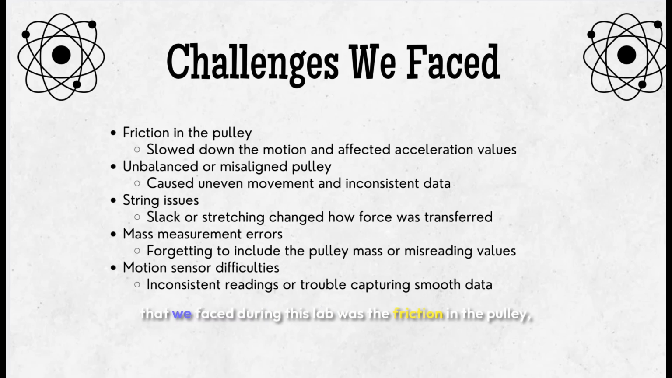Some of the challenges that we faced during this lab were the friction in the pulley, which caused a slowdown in the motion and affected the acceleration values. Then there was an imbalance or misalignment in the pulley, which causes uneven movement and inconsistent data. Then we have some string issues, such as stretching, which changed the forces that were transferred. Then we have some mass measurement errors, such as forgetting to include the pulley mass or misreading the values. And last but not least, motion sensor difficulties, which cause inconsistent readings or trouble capturing smooth data.